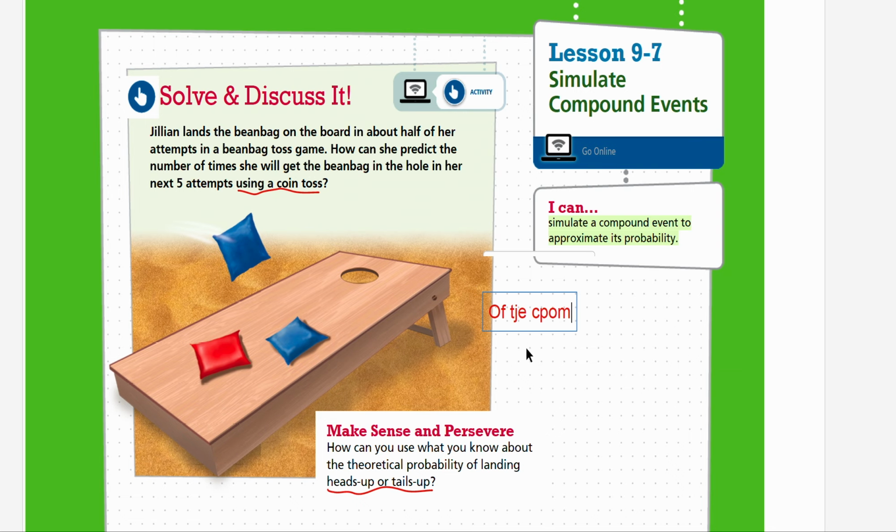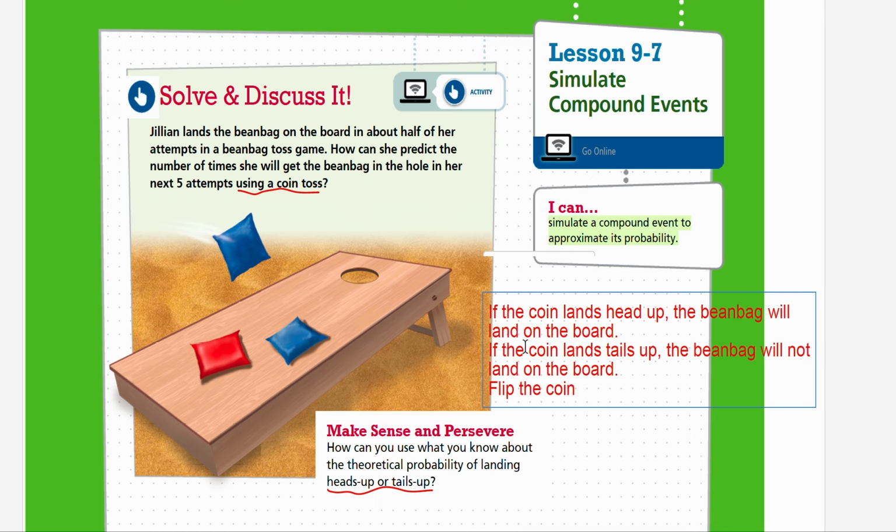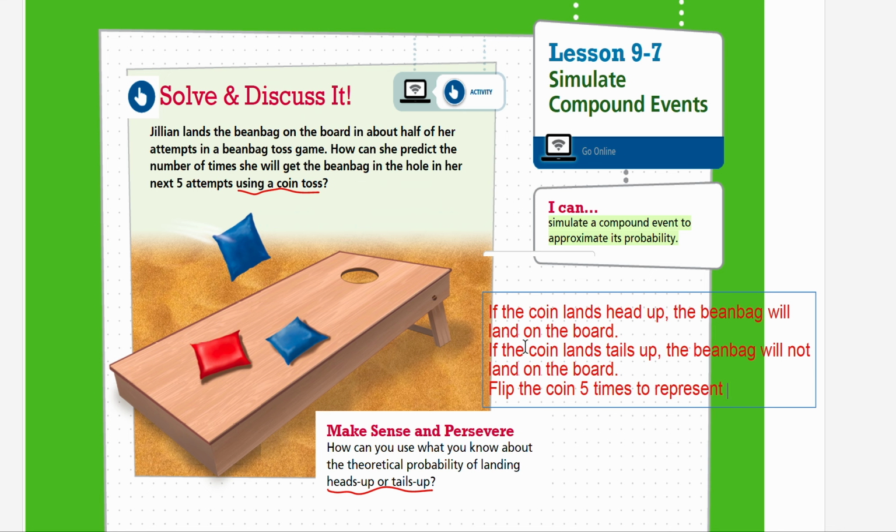If the coin lands heads up, the beanbag will land on the board. If the coin lands tails up, the beanbag will not land on the board. Flip the coin 5 times to represent 5 attempts.